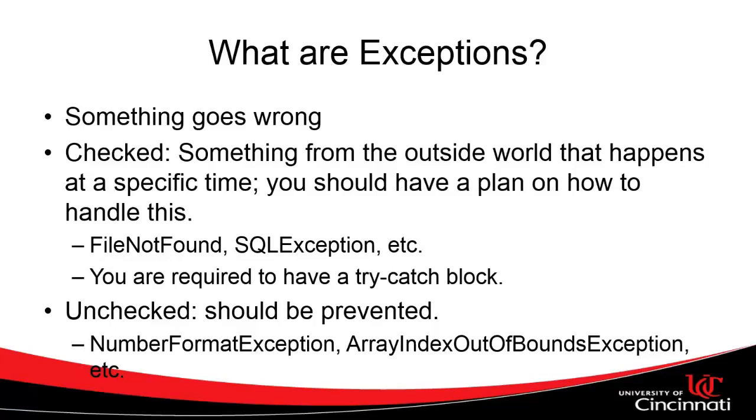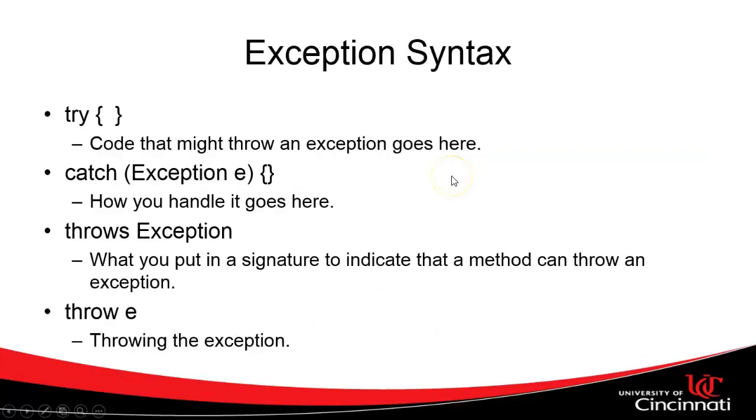Unchecked exceptions should be prevented, but are not specific to a context. In other words, a number format exception happens when you take a string of data and you try to convert it to a number, but the characters inside that string are not actually a number. Array index out of bounds exceptions happen when you try to access an index of an array that does not exist. What do you do with exceptions, or what does an exception look like?